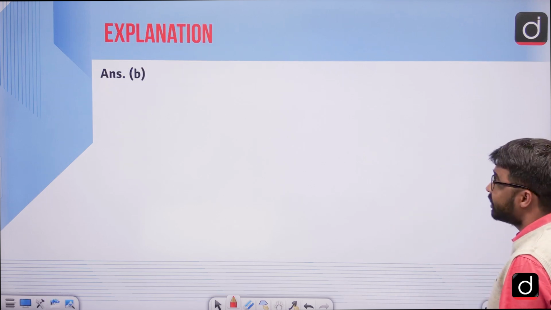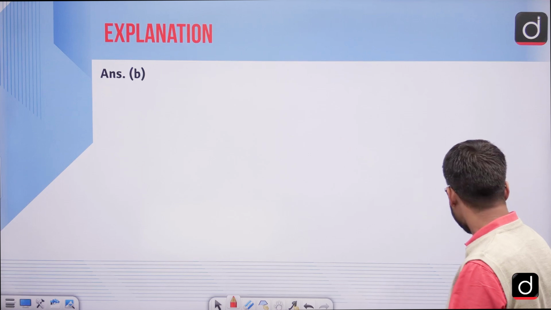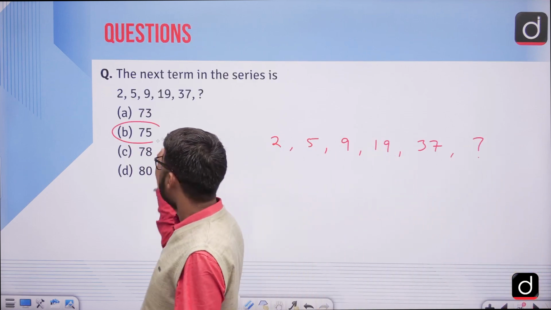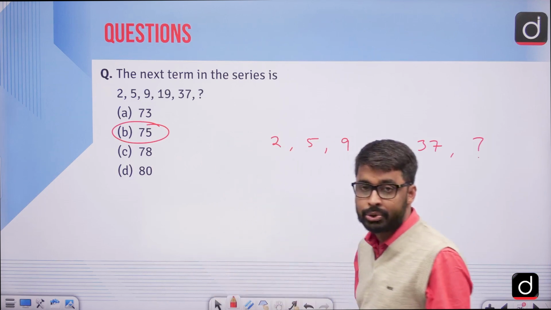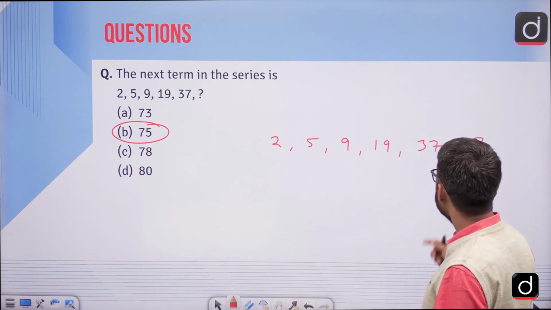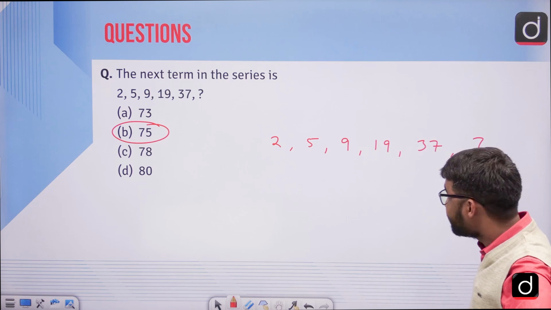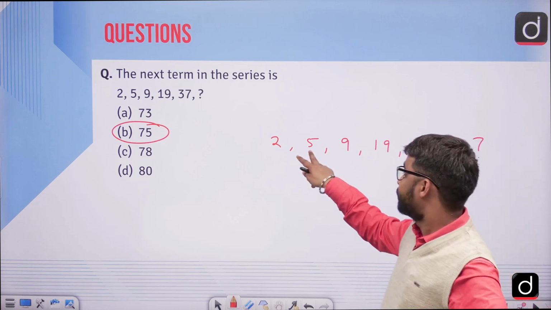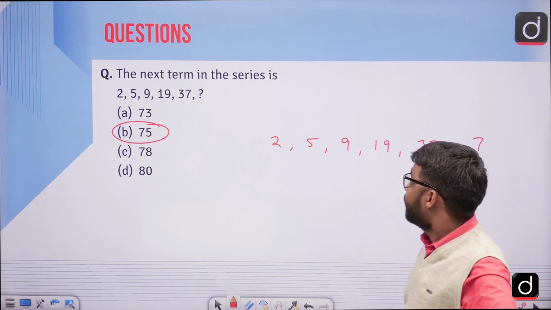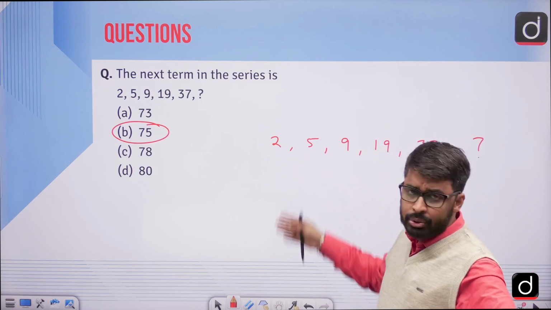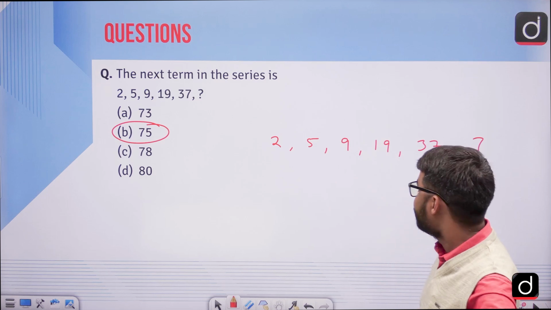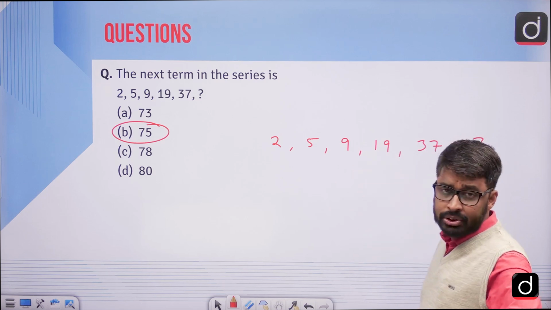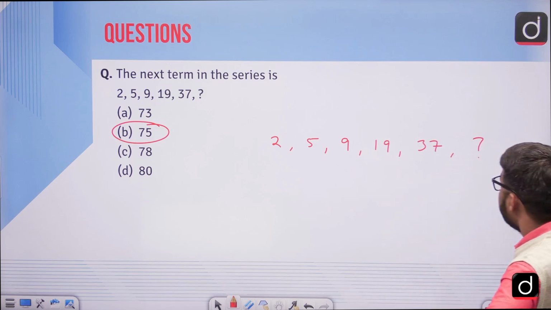Let me show you the answer. The answer was option B. If someone was unable to solve this question, see how you should have approached it. This series is not geometric, because 2 and 5 are prime numbers and 5 is not a multiple of 2, so it will not be a geometric series. 9 is not a prime number, so this is not a prime number series.